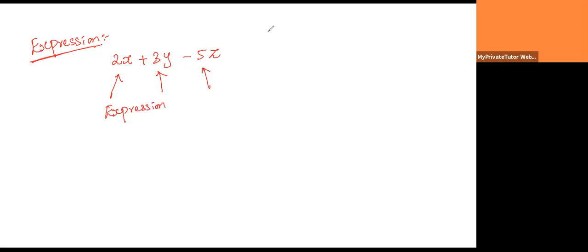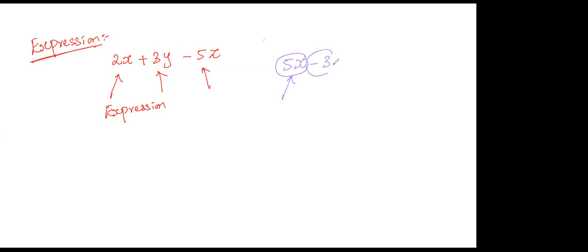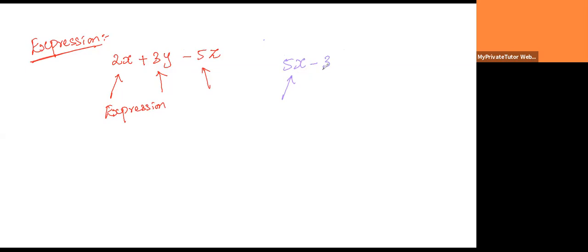So how do we find the number of terms in an expression? The terms are divided using the positive or negative sign. For example, 5x minus 3. How many terms do we have in this? We have one term as 5x, and the other term as minus 3. So we have two terms in it. I hope you guys understand.